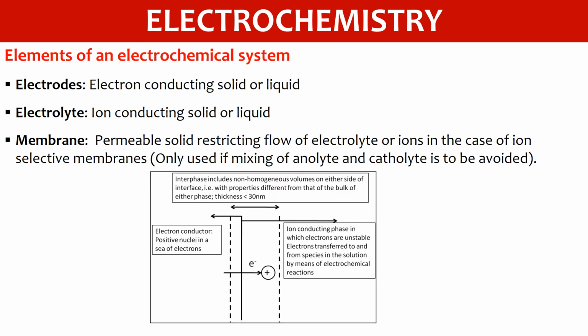What are the elements of an electrochemical system? So you need to have an electrode, you need to have an electrolyte, and possibly a membrane, a permeable membrane. Those are the basic elements of an electrochemical system.